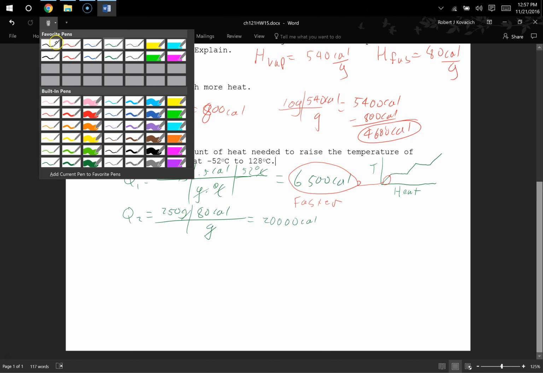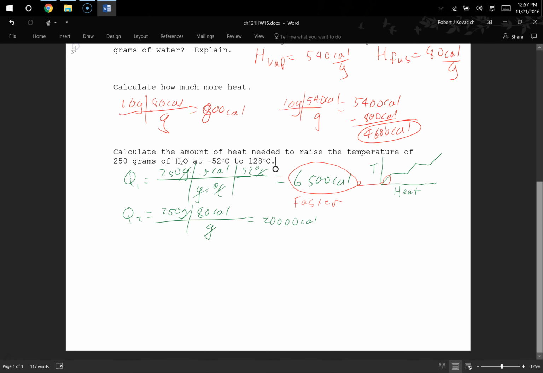So, what is this 20,000 calories for? This 20,000 calories is being used to melt. So that's breaking connections between water molecules.